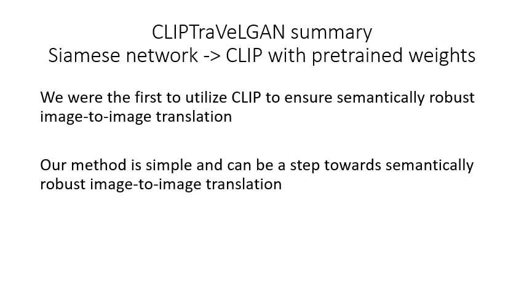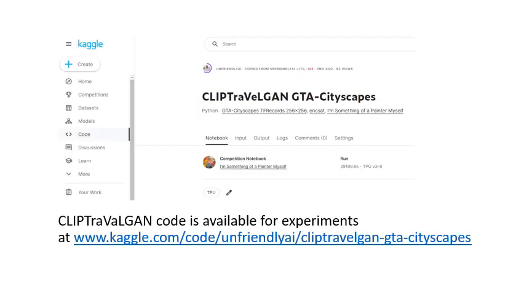in the TraVeLGAN setup. We were first to utilize CLIP to ensure semantically robust image-to-image translation. Our method is simple and can be a step towards semantically robust image-to-image translation. We made our code available for experiments on the Kaggle platform.